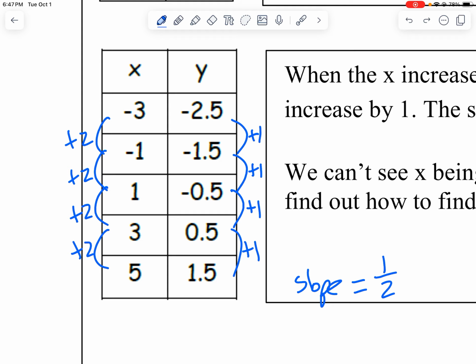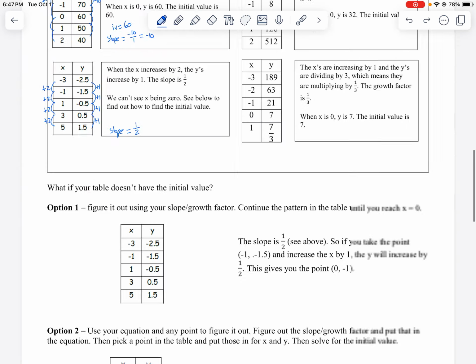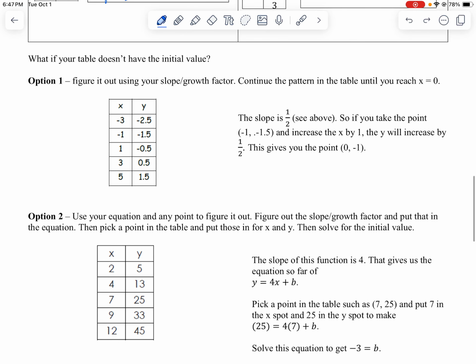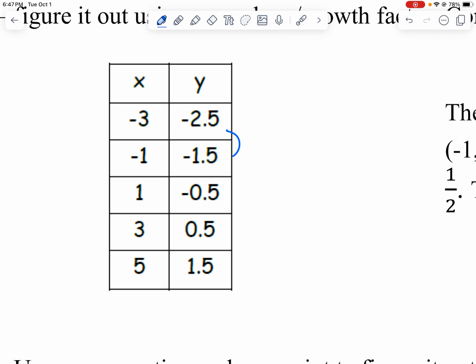And so what we will have to do is figure it out. And that's what's going on down here. At the bottom, you've got a couple of options of how to figure it out. One is to just count things.